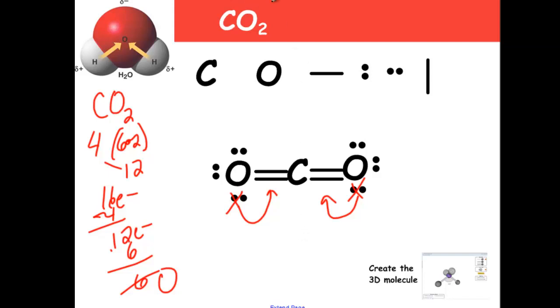Now, if you happen to draw this, if you were working this out on your own, and you ended up with a triple bond on one side and a single bond on the other, that's not wrong. That's fine. And actually, what this does in real life, sometimes it looks like that, sometimes it looks like what I just drew, and sometimes it looks like this.